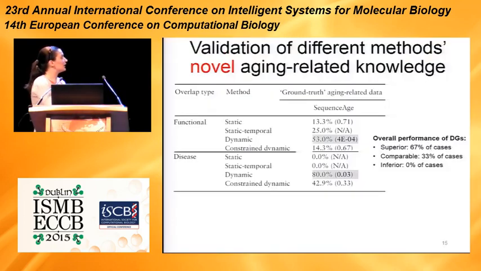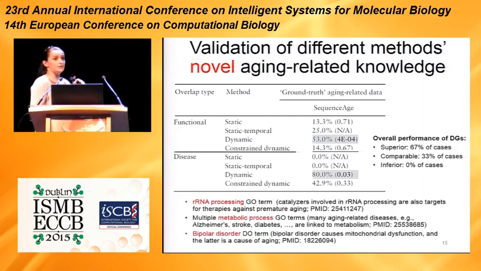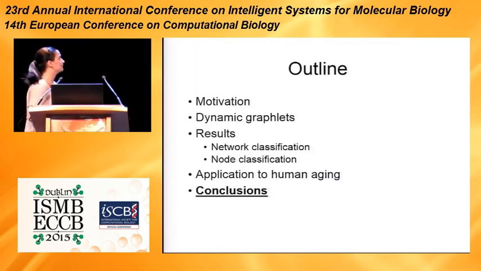We tested a lot more cases than what I'm showing you here, and in two thirds of the cases, dynamic graphlets were superior compared to both static and static temporal approaches, and we were comparable in one third of the cases. There is a number of GO terms and disease ontology terms that were enriched in our predictions, but not in the ground truth data, and through literature search, we managed to link these processes and diseases to aging.